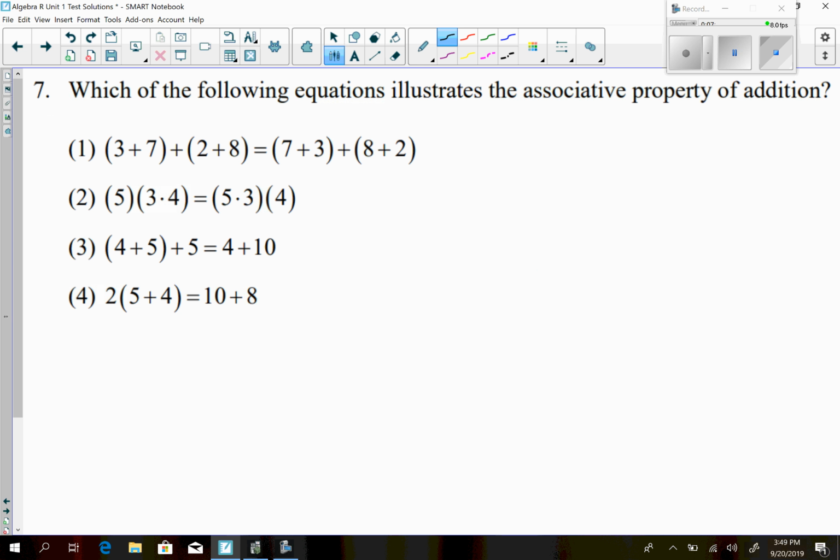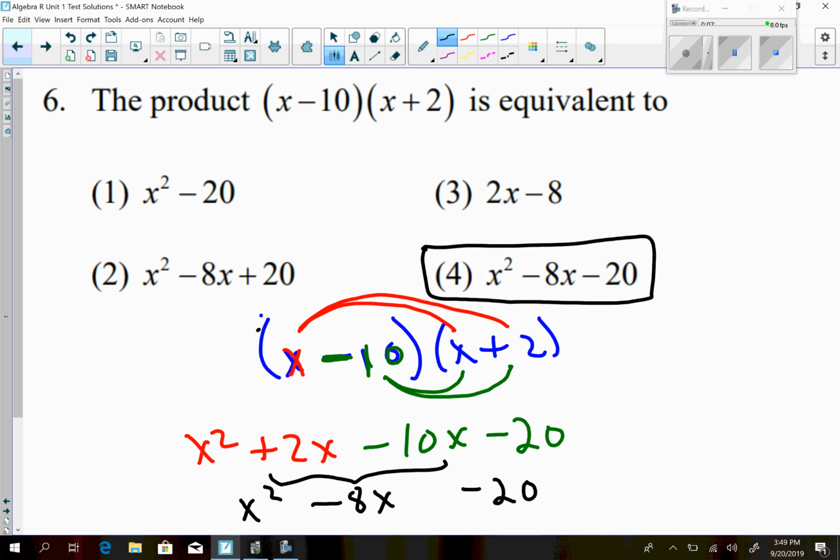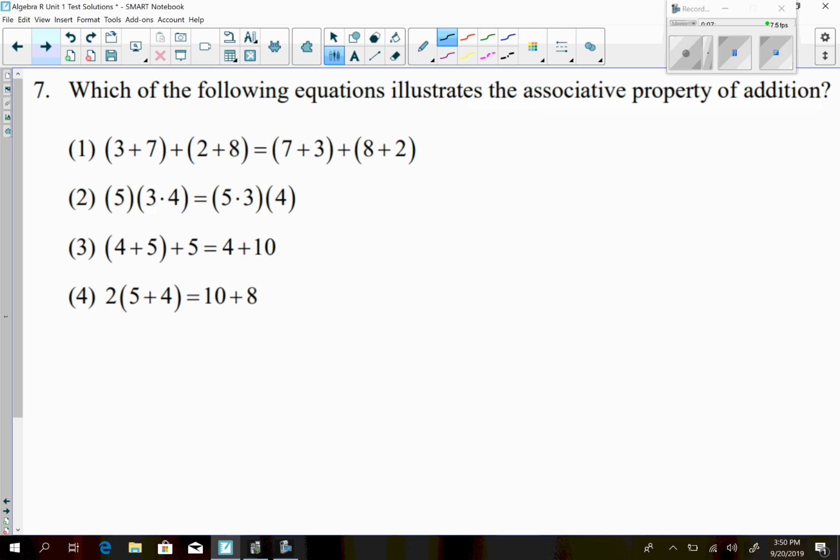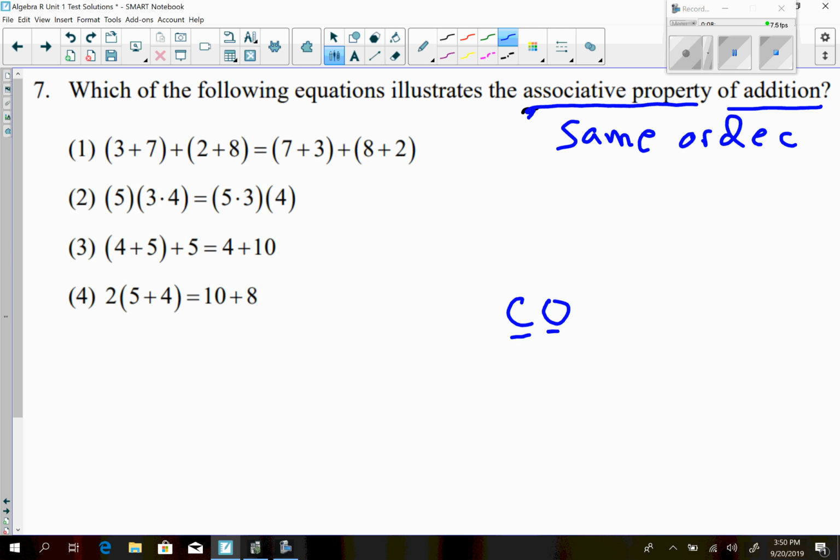And then we skipped question 7. We'll go back to that right now. There's 6. Somehow 7 got missed. 7 says, which of the following equations illustrates the associative property? Associative property of addition keeps everything in the same order. If we change the order, then it's the commutative property.